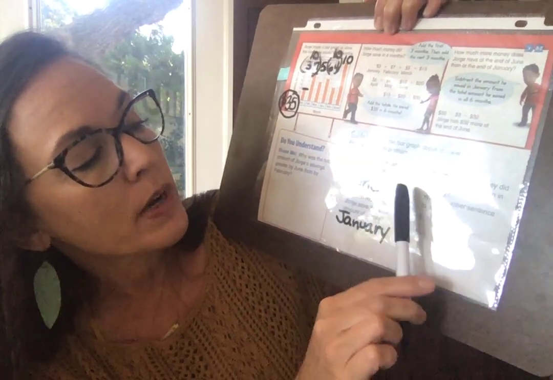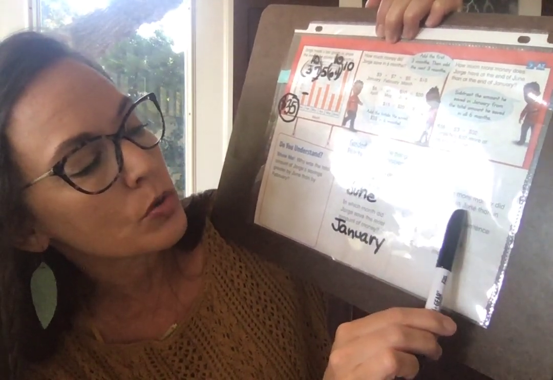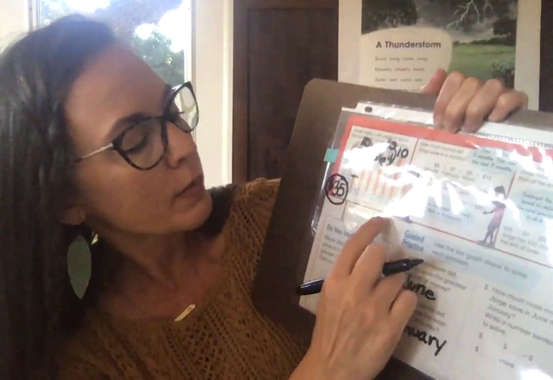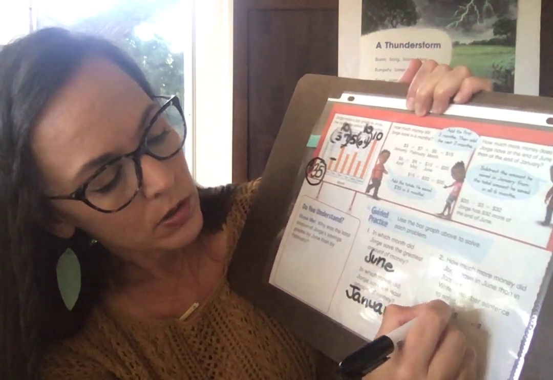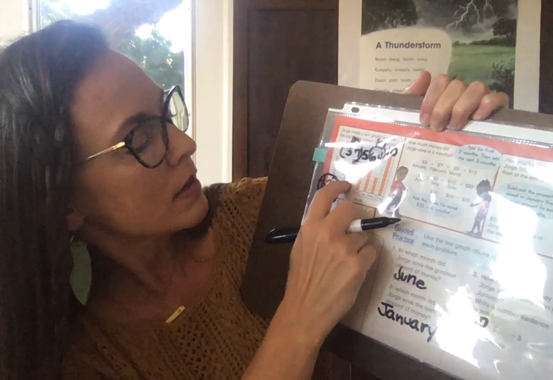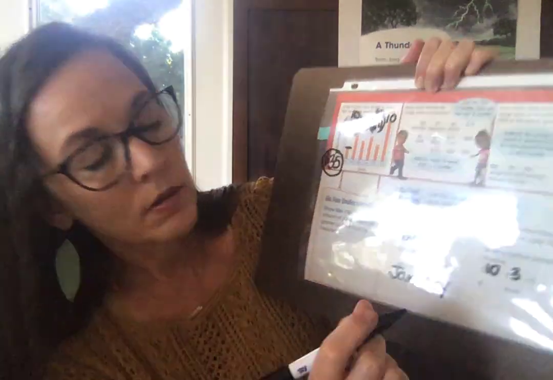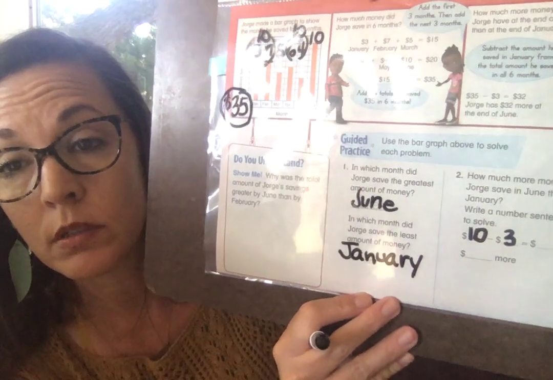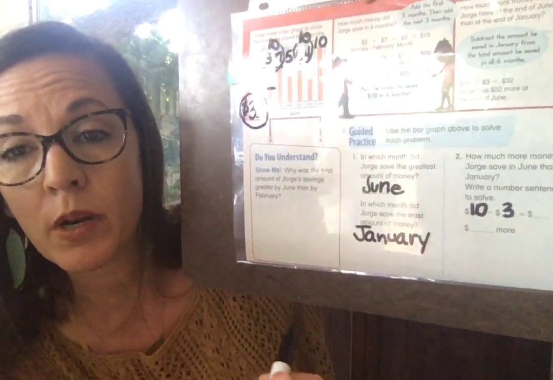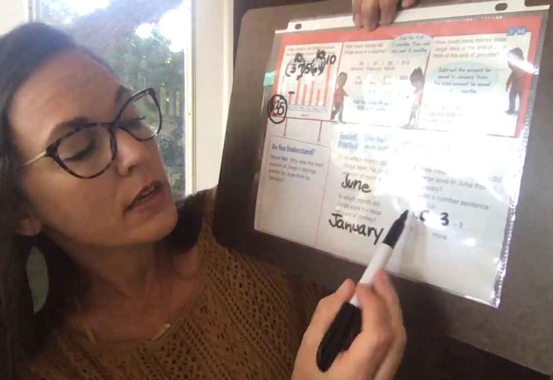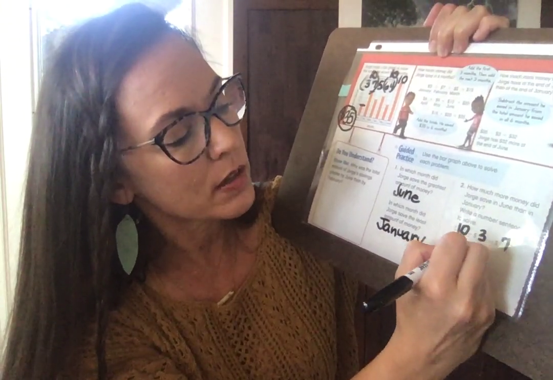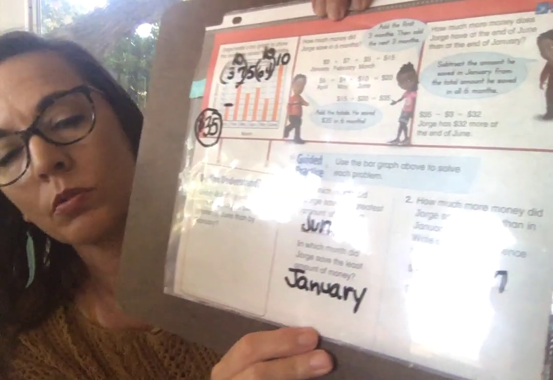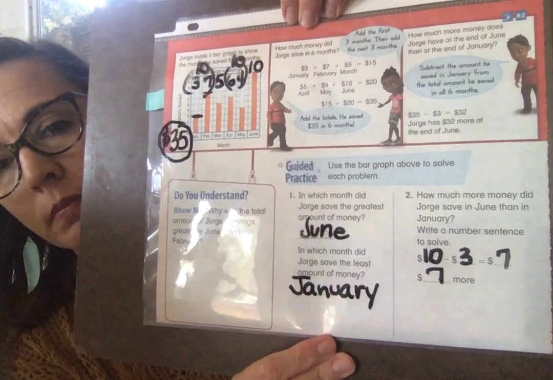Number 2 says, how much more money did George save in June than in January? Well, how much did he save in June? He saved $10. How much did he save in January? He saved $3. If I want to know how much more, I'm looking to see how far those two amounts are spread apart. I'm subtracting. 10, take away 3. 10, 9, 8, 7. He saved $7 more in June than he did in January.